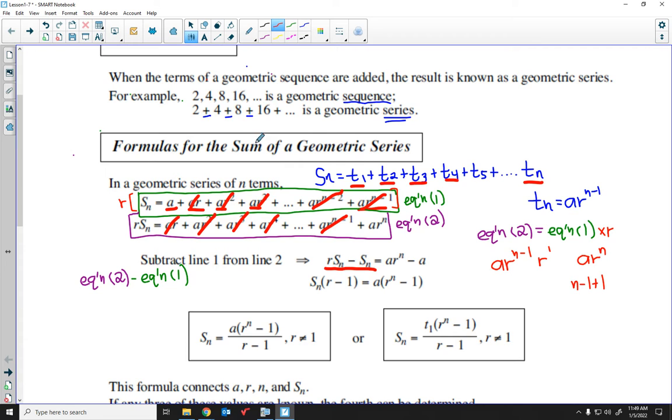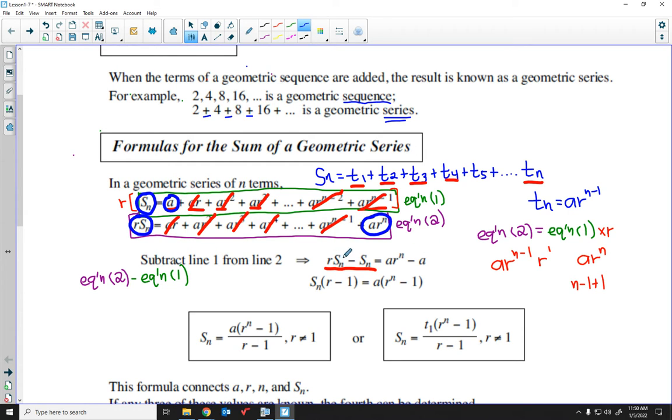So the only terms you're going to have left would be, I'll just circle all of them. You're going to have this one, this one right here, this one, and that one. Because you're doing equation 2 minus equation 1, you would then have R S of n minus S of n would be equal to A R of n subtract A.